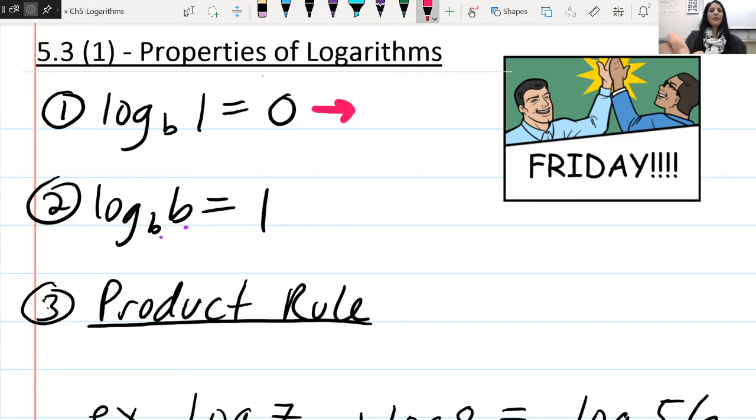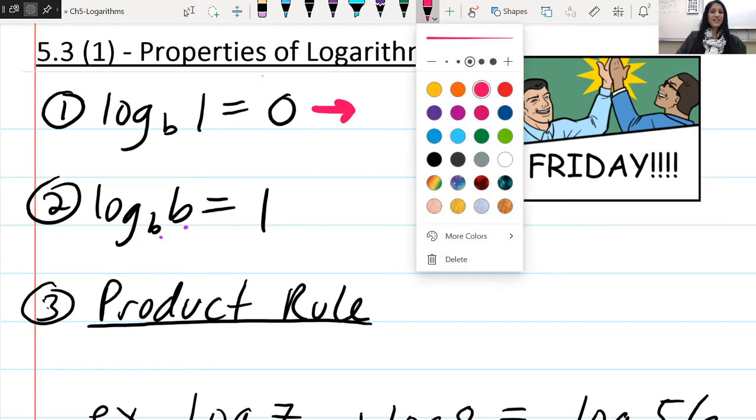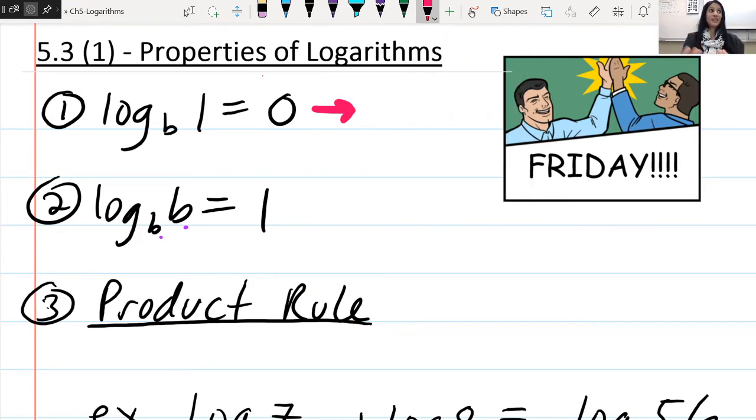Okay, so the first one here, log b of 1 is always equal to 0. I'm just going to really quickly show you the reason for that, again, because I feel like understanding is the best way to grasp the concept. If I were to write this in exponential form, what would this look like? Malcolm? Thank you. B to the 0 equals 1. So do you see it doesn't matter what I plug in for b, anything to the power of 0 is always going to equal 1. So that's why number 1 is a rule.